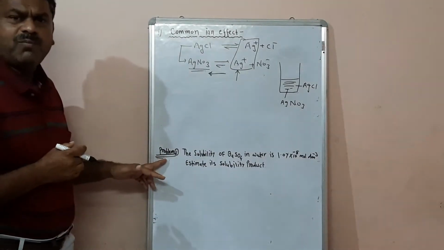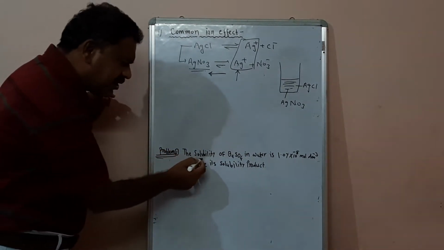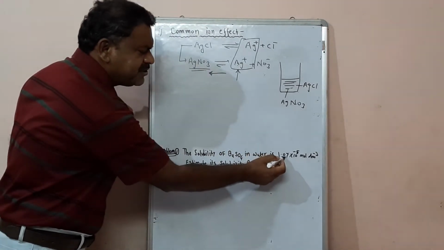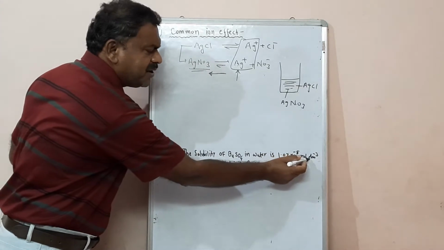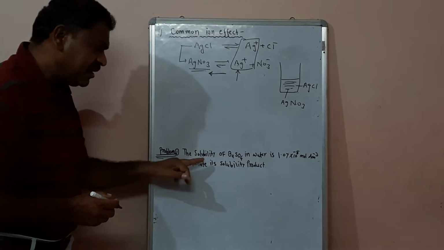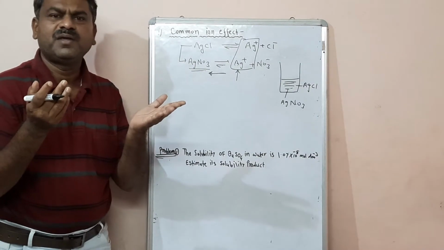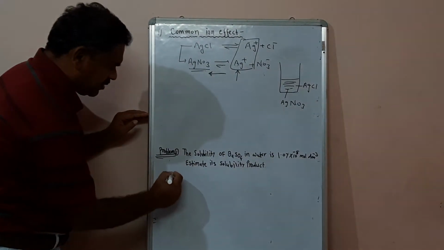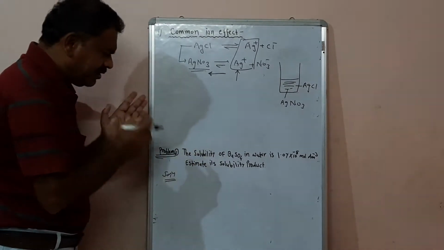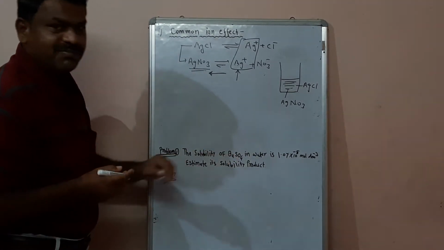Now, this is one numerical problem. The problem is that the solubility of barium sulfate in water is 1.07 into 10 to the minus 5 moles per decimeter cube. Then estimate its solubility product, that means we have to determine the solubility product. Here, first read the numerical carefully. The solubility of BaSO4, barium sulfate.